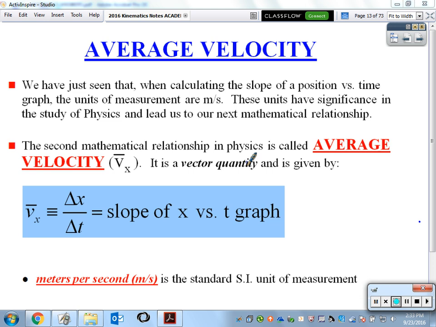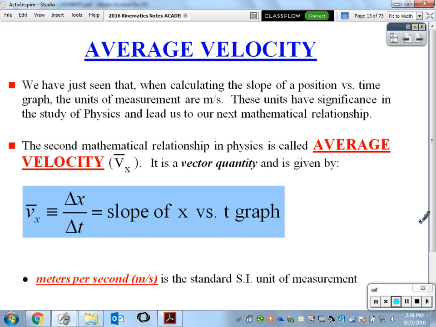Now we're going to formally put it together along with some other things today. So we have seen from what we did last class that calculating the slope on a position versus time graph gives us something very specific. It gives us that average velocity, and it gives it to us in our appropriate units, in meters per second. So average velocity is our second major concept that we're talking about here.